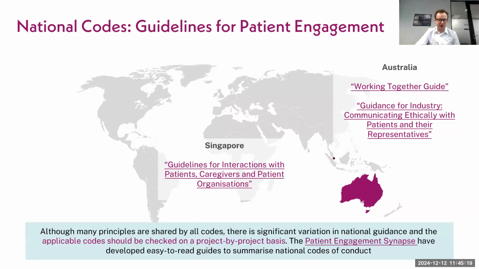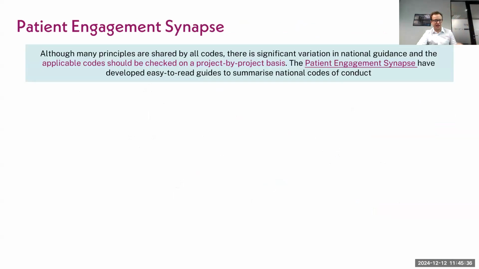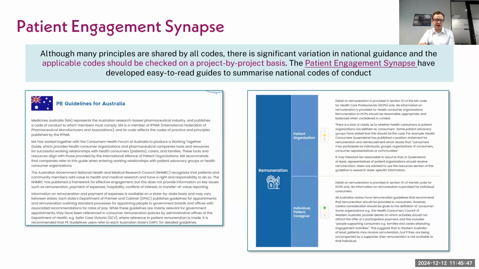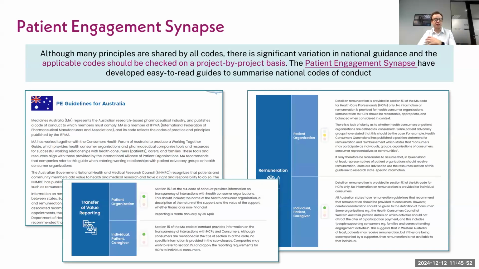There's another really helpful resource here, which is Patient Engagement Synapse, which is part of the patient-focused medicines development collection of resources. They have developed simplified guides that summarize some of these national codes. Here's an example of one of these summaries from Australia. You start off with an overview that gives you an idea of what the broad principles are, what the main points will be. Then there are different sections that have this traffic light coding to give you an idea of how thoroughly something is covered within a code and what it might say about a particular element of patient engagement. And then at the end, there's a list of really useful resources.